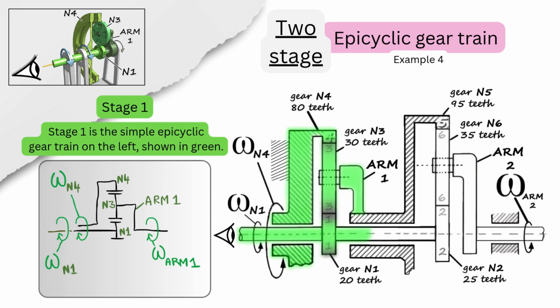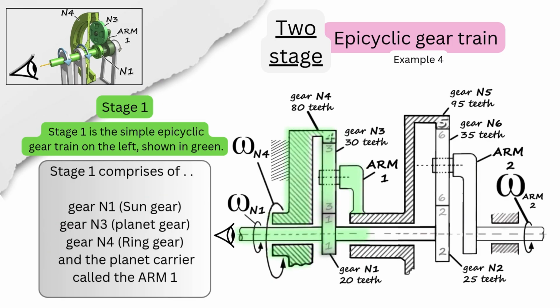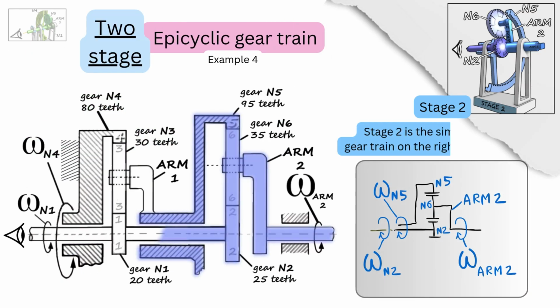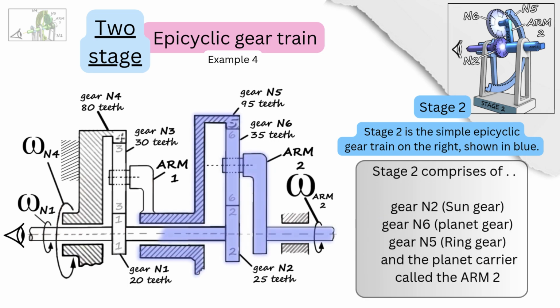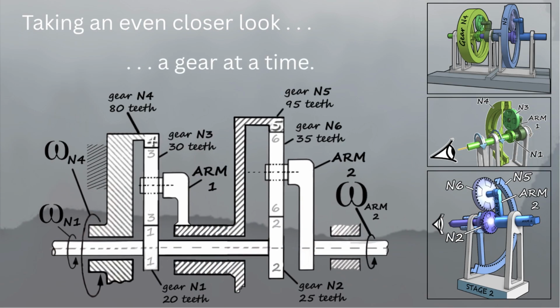Like any simple epicyclic, it has 2 degrees of freedom. Stage 2 is the simple epicyclic gear train on the right, shown in blue. It also has 2 degrees of freedom. Time to take a closer look at the gear train.